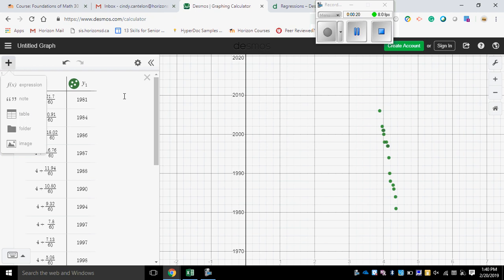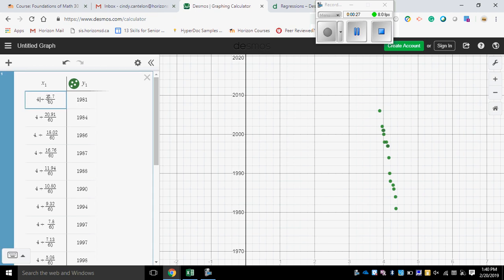I want you to notice something here. This is 4 minutes and 21.7 seconds. So I did 4 plus 21.7 over 60. You have to be careful when you use time because the seconds are not 4.217. It's 21.7 out of 60 seconds. So we have to enter it in this funny way. Okay, so I have the year and I have the time.